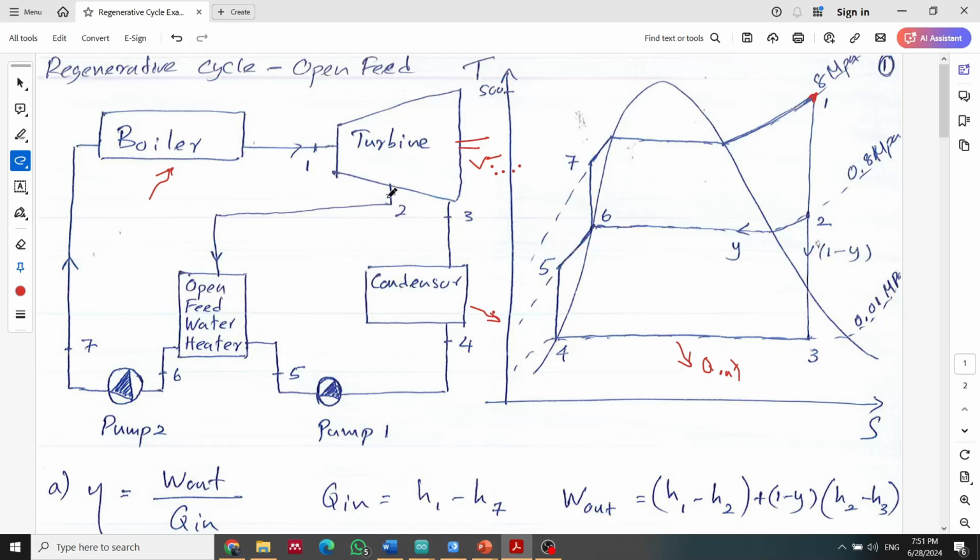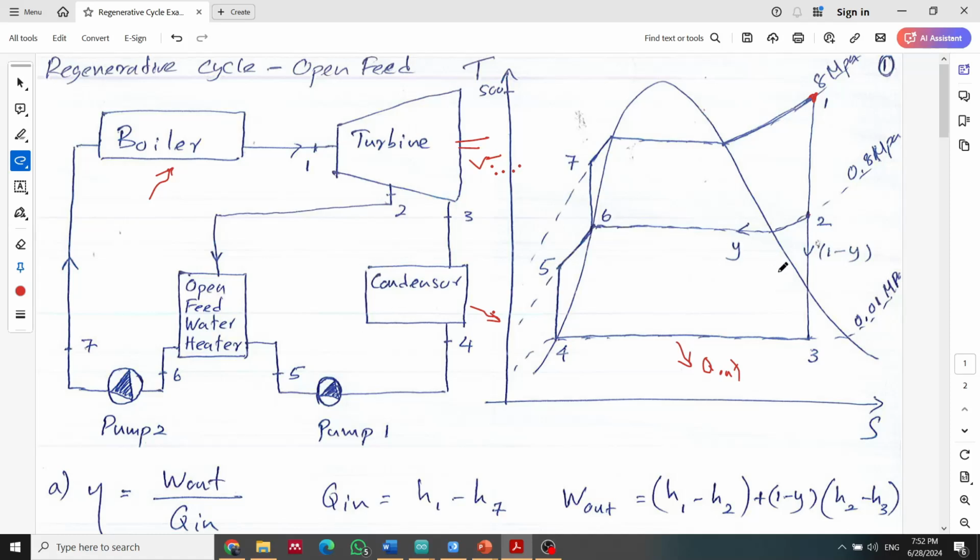So you have a steam drawn here, somewhere in the intermediate line, which is 0.8 megapascal. You draw it from here and feed it to the heat exchanger. Whatever steam is coming from here, that means point 2 dissipates heat. Now point 2 dissipates heat up to 6. That means whatever heat is given by this process will be absorbed by 5 to 6, right?